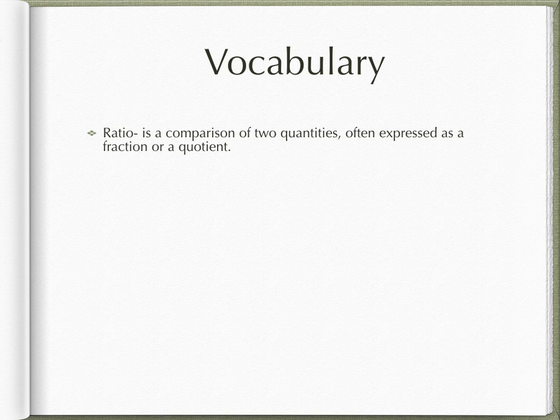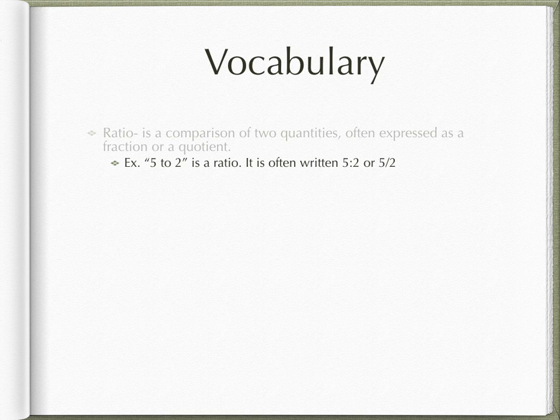So ratio is a comparison of two quantities often expressed as a fraction or a quotient. Example, 5 to 2 is a ratio and it's often written in those forms that you see there.